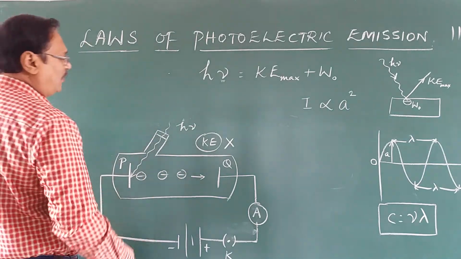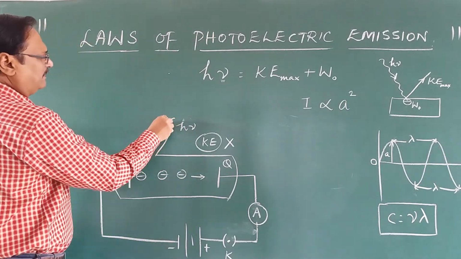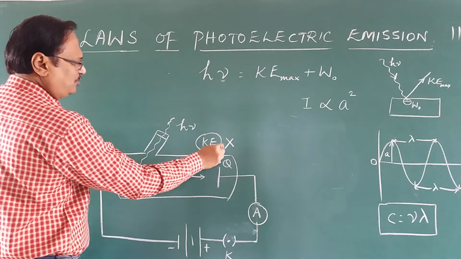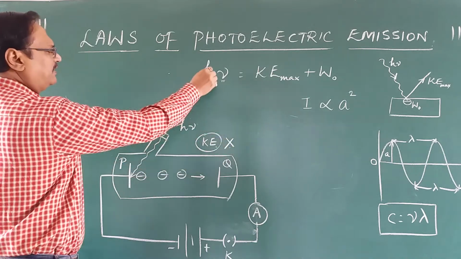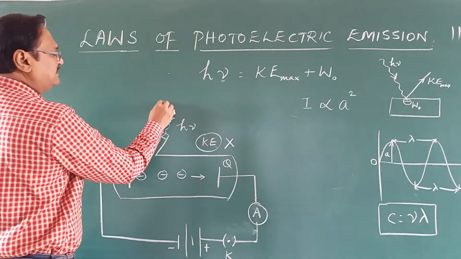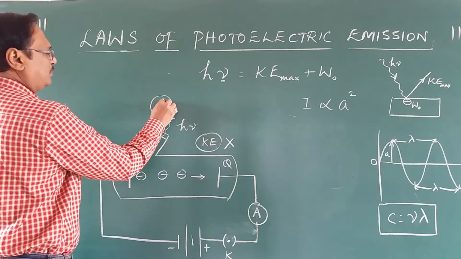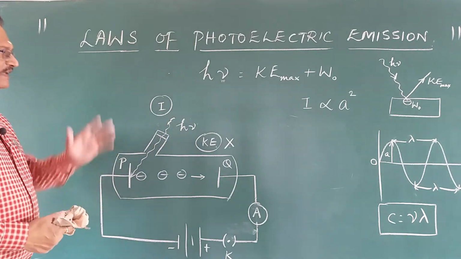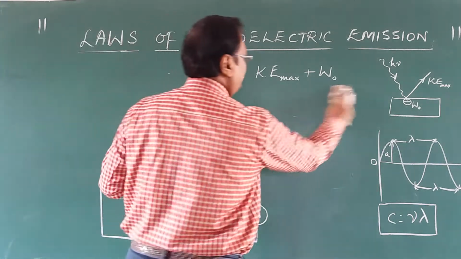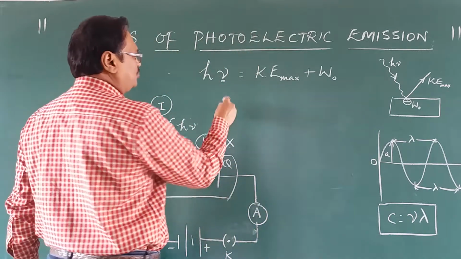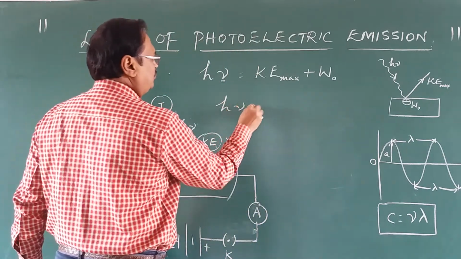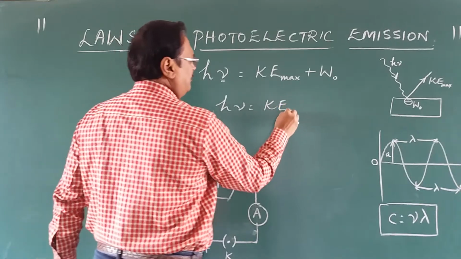Now, why is it not dependent? That is the kinetic energy. Why is it not dependent on intensity? This is the question which we are going to check now. See, what is the formula I have got here? That is h nu is equal to kinetic energy maximum.